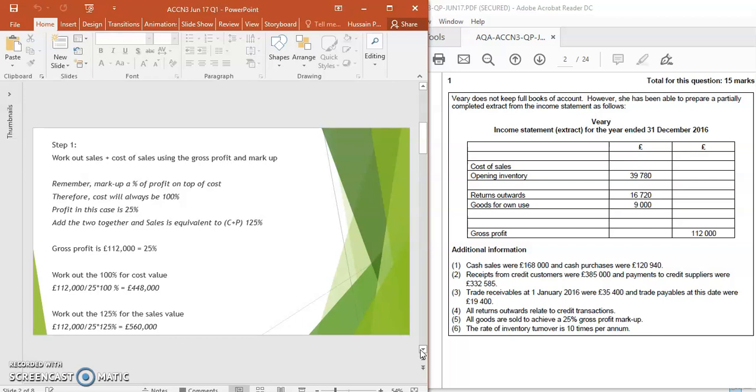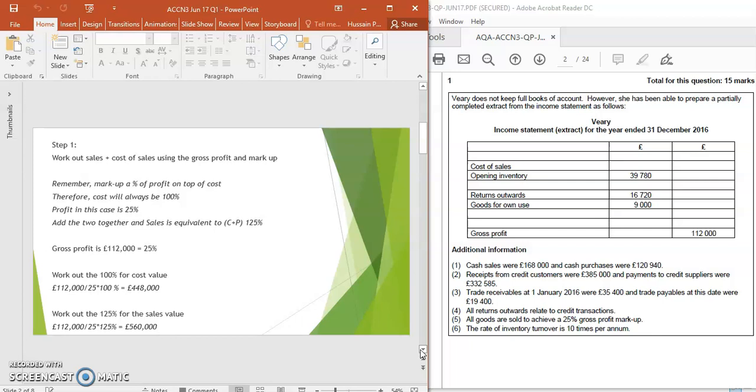Markup is when a business wants to make profit. For example, they buy something and add on 20%, and that 20% is their profit, and then they will have a selling price. So markup is always on top of cost. The way I look at it is cost is always 100%. Your profit is the percentage you want to make, which goes on top, and you add the two together and get your selling price. So cost 100%, profit in this scenario is 25%, add the two together and you get 125%.